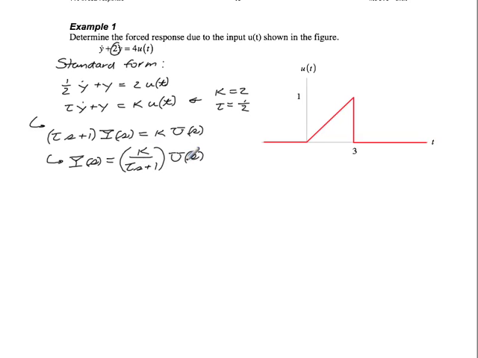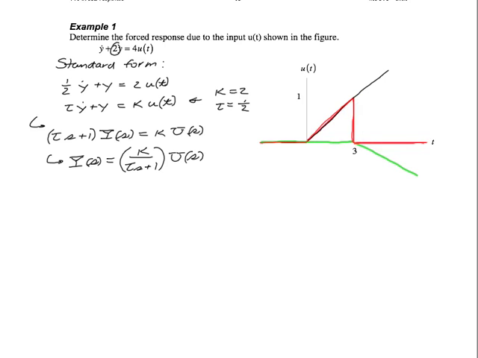So what is our u of s? Well, first we need to do our u of t. U of t can be made up of two parts: a ramp function, which is turned on at time equal to 0, and then we subtract away from that a ramp function, which is turned on at time equal to 3. In the end, when we add those two up, we get the pulse that we're looking for.